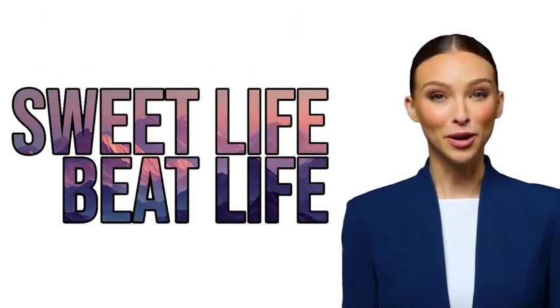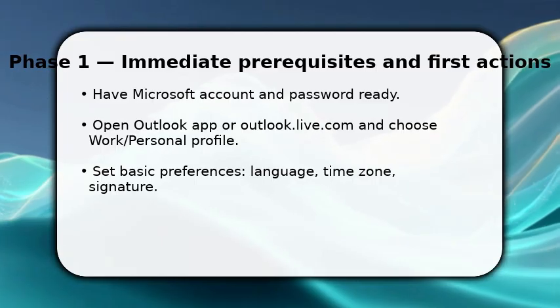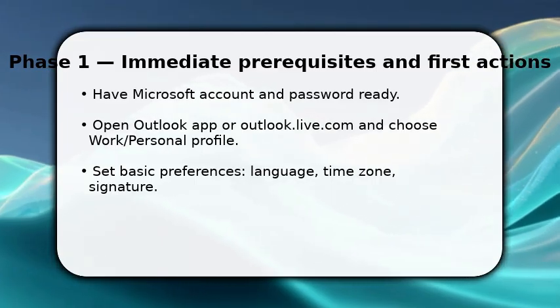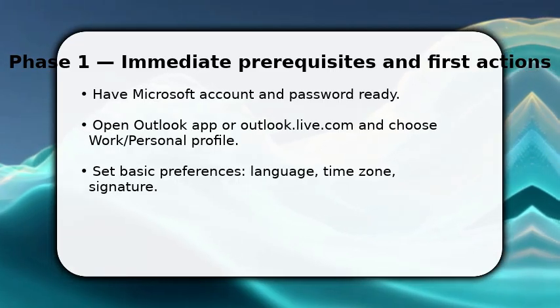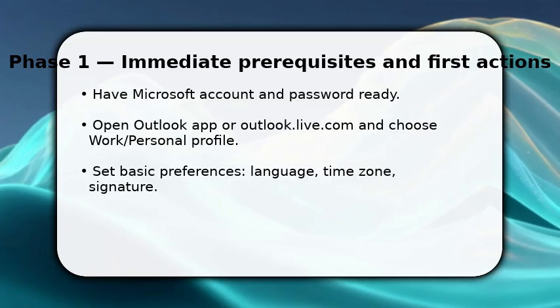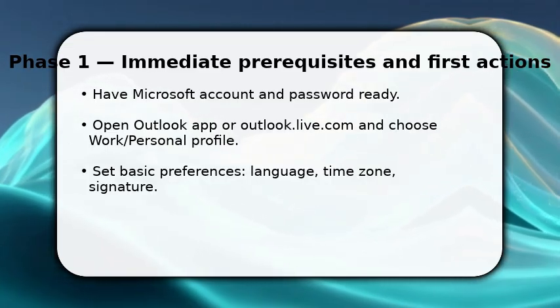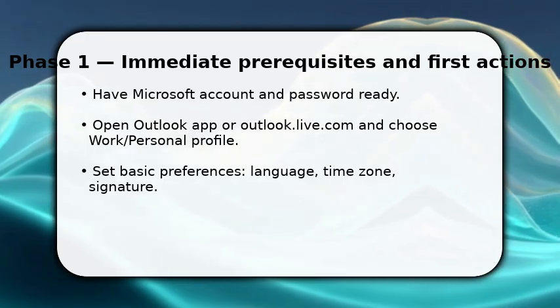We hope this video helps. You'll begin by confirming prerequisites: an active Microsoft account and a secure password. Once ready, open the Outlook app or navigate to Outlook.Live, and sign in with your credentials. Make sure to select personal versus work or school profile correctly because that determines available features.